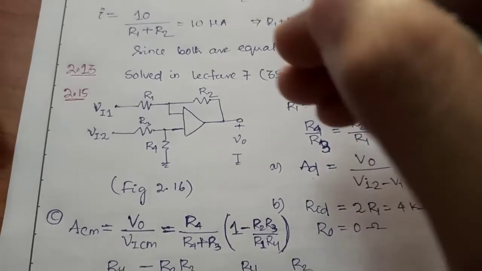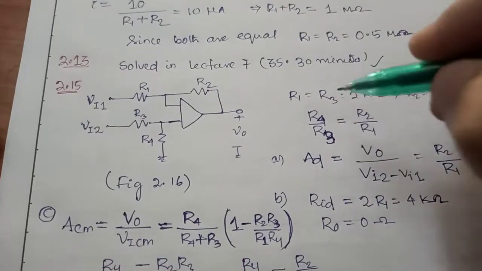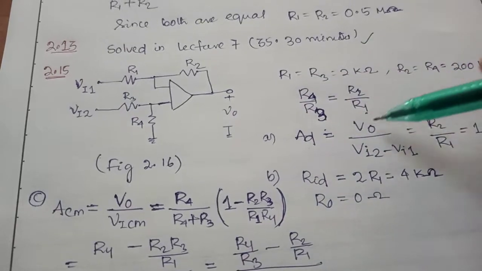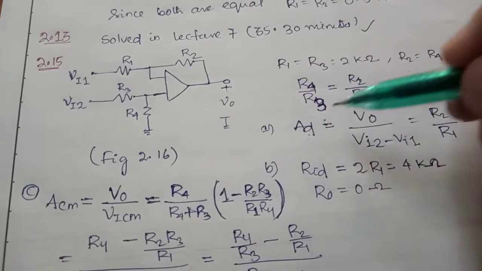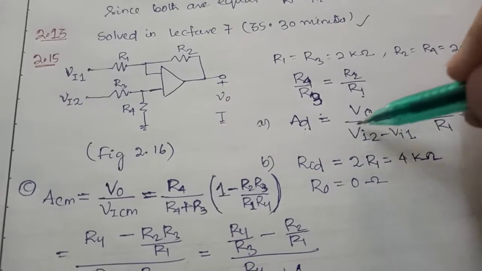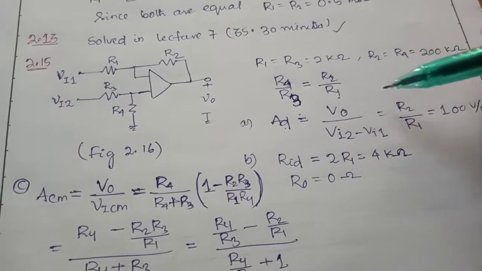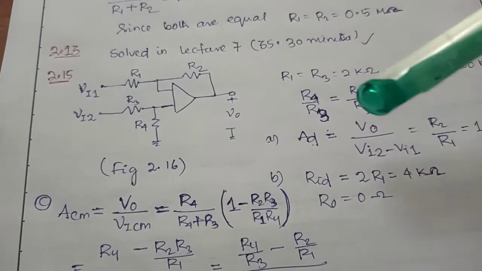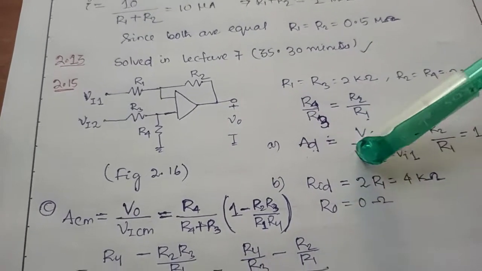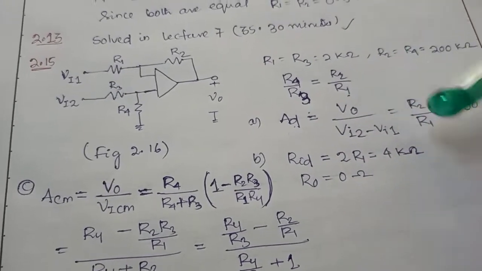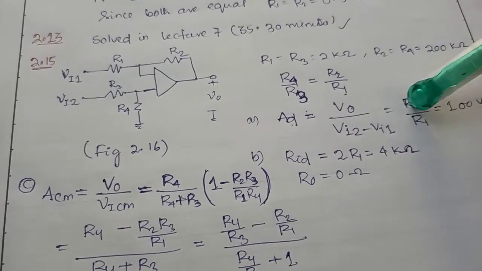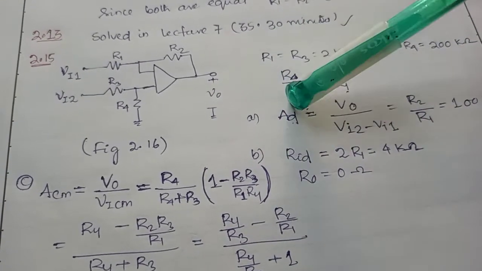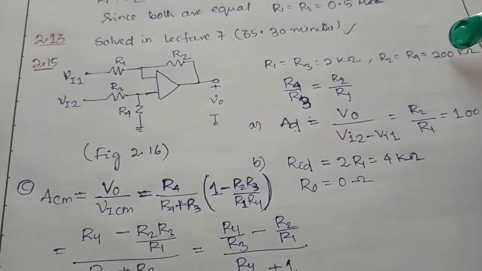Okay, in a differential amplifier we know that if R4 by R3 is equal to R2 by R1, if this ratio occurs, then what will be our AD? Our AD is nothing but V out upon VID, which is nothing but R2 by R1. We have already discussed in the differential amplifier that our differential gain, which is V out upon the difference between the two inputs, is the same as R2 by R1, and this holds only when this characteristic is satisfied: R4 by R3 is equal to R2 by R1. You can cross check.